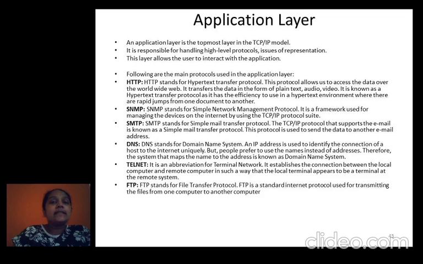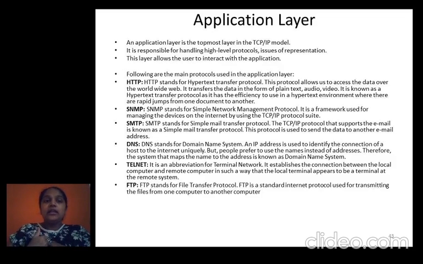So the main protocols used in the TCP/IP application layer are, first, HTTP, which is nothing but the hypertext transfer protocol. This protocol allows us to access data over the www. Okay, SNMP, which is the simple network management protocol, is a framework used to manage devices on the internet using the TCP/IP model. Next is SMTP, the simple mail transfer protocol. It helps us to use email facility on online platforms.